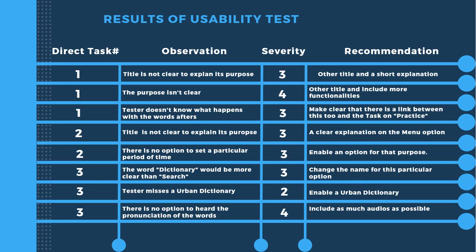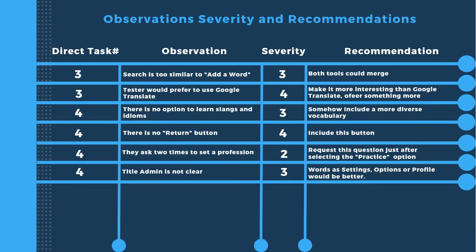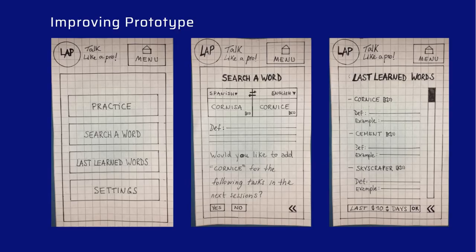After testing the first prototype with some people, I could find many problems. For example, the users couldn't understand the name or even the purpose of some tools, such as Add a Word, Admin, or even Search. I didn't include speakers where users were expecting, and some small but basic details like a return button weren't there. So those are some of the changes I have made so far.